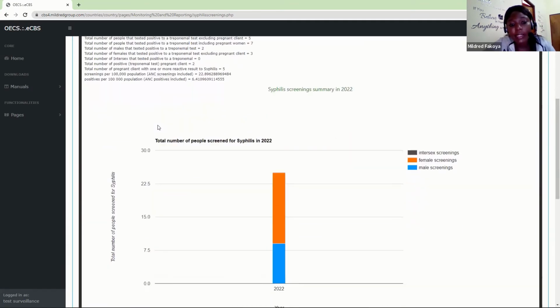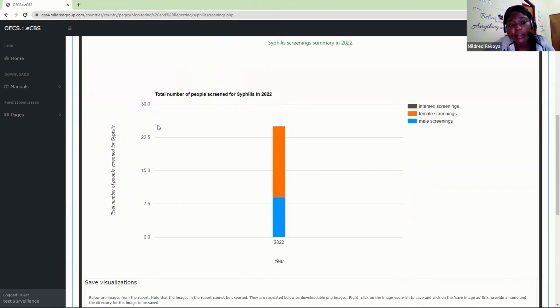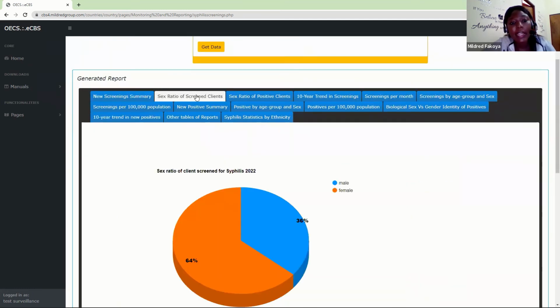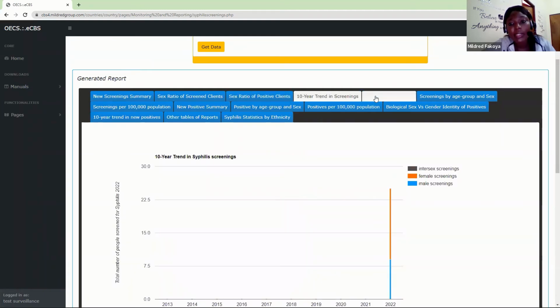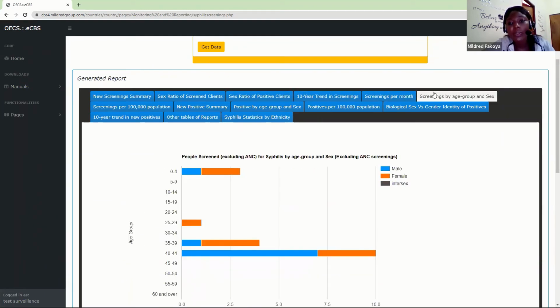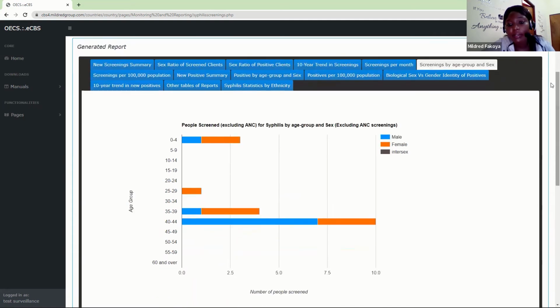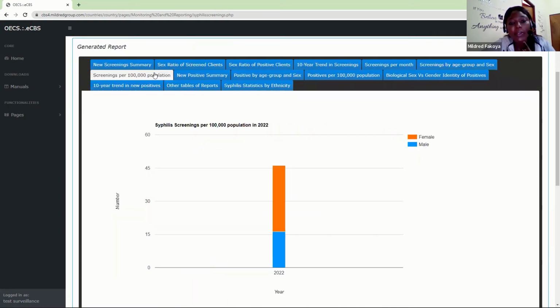Then we have the visualization, just like we had in the HIV. Then you have the sex ratio of those who were screened for syphilis, and you have the ratio of the positives for syphilis. The 10-year trend in syphilis screenings, the screenings per month, the screenings per age group and sex for syphilis, the screenings per 100,000 population, the new positive summary.